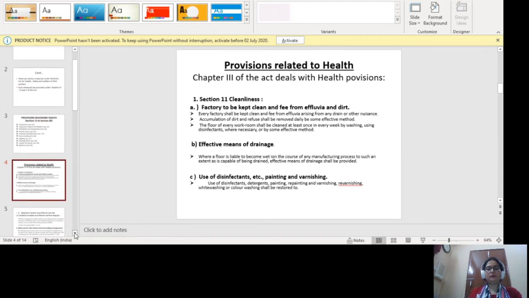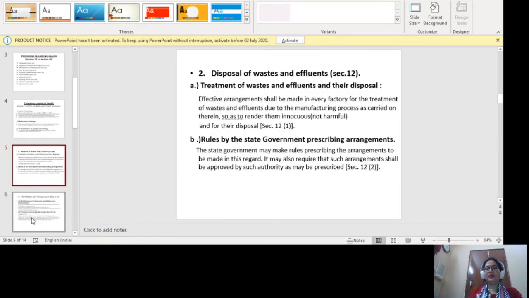Now, coming to the next measure, disposal of waste and effluents, described in Section 12 of this Act. There should be treatment of waste and effluents and their disposal. Effective arrangements shall be made in every factory for the treatment of waste and effluents due to the manufacturing process carried on therein, so as to render them innocuous, means so that they are not harmful, as well as there should be proper means for the disposal of these waste and effluents.